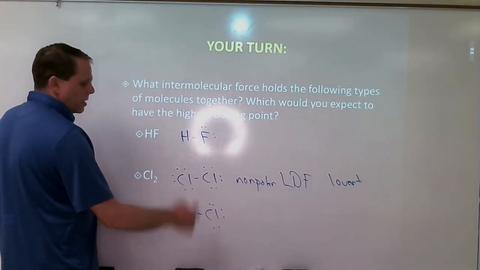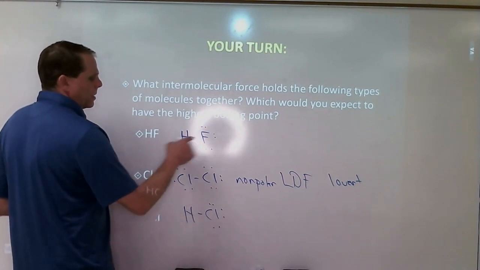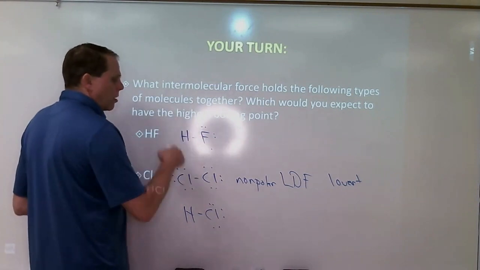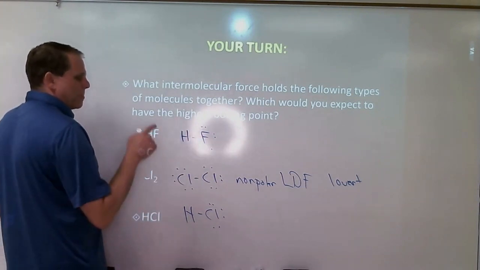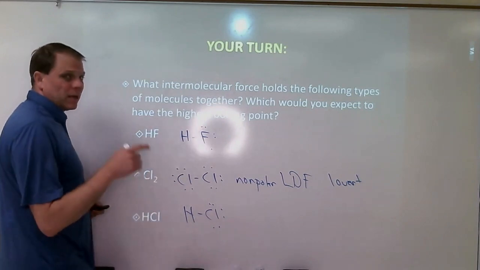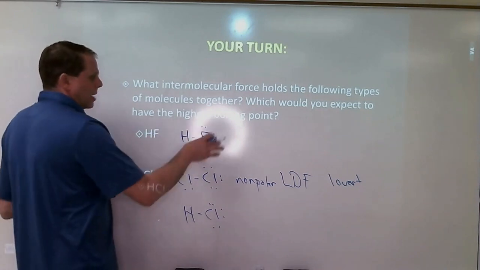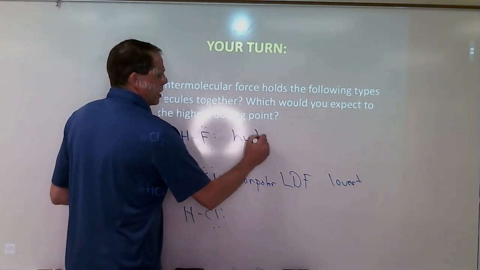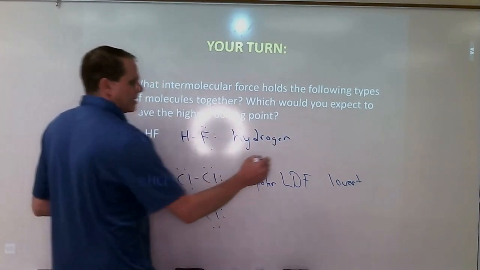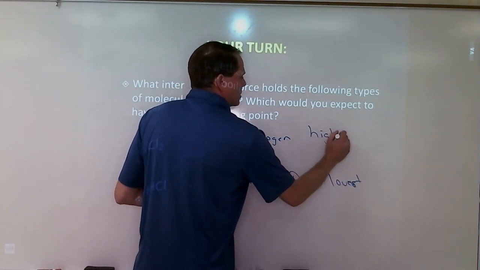HCl, definitely not symmetrical. This is polar. Electronegativity difference here versus here. This is a bigger electronegativity difference, which means that this has a stronger polar bond. And besides, it's got fluorine in it. Remember we said oxygen, nitrogen, and fluorine give hydrogen bonding. This one's going to have hydrogen bonding in it, the strongest type of bonding. That one is going to be the highest. This was the lowest. Wow, that was a funny looking S. This is going to have the highest boiling point.